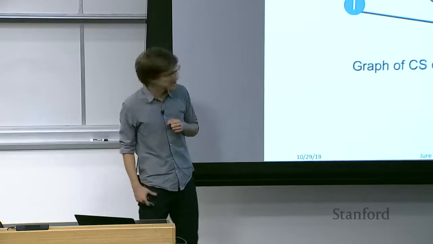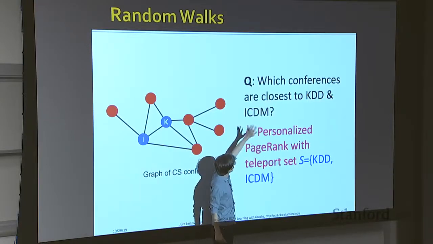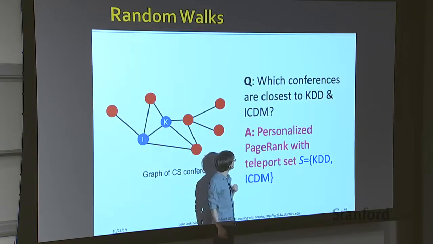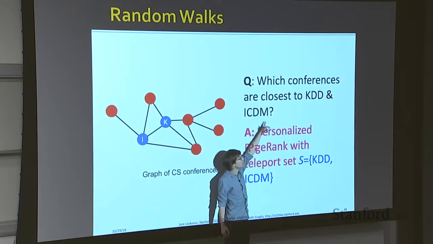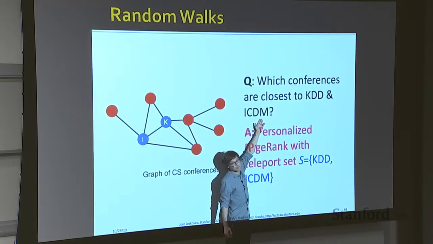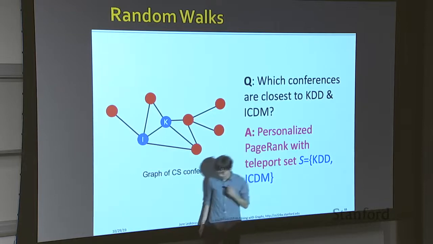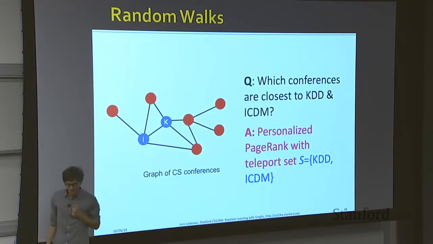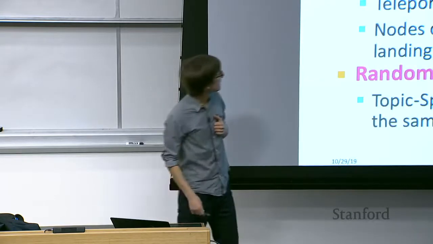So to show you an example, right, I said, given my graph, what are the closest conferences to ICDM? I can also ask more complex queries. I can ask, what are the closest conferences to KDD and ICDM? Right, so I can use multiple starting points to answer the query. And this is essentially what I wanted to say, and to summarize.